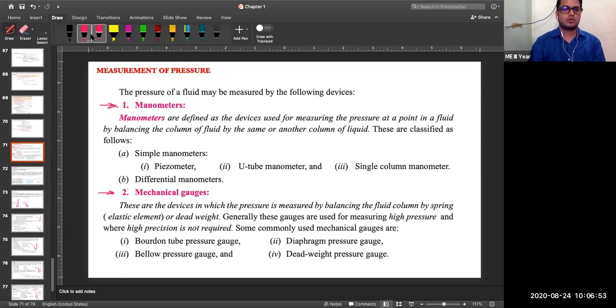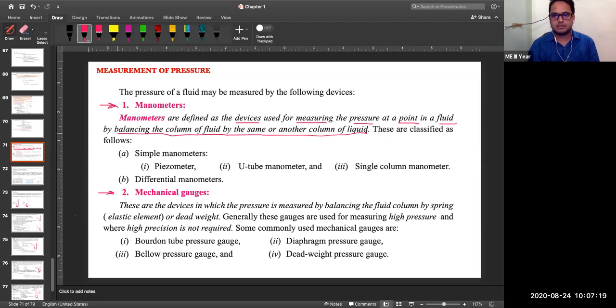Manometers are defined as the devices used for measuring the pressure at a point in a fluid by balancing the column of fluid by the same or another column of liquid.